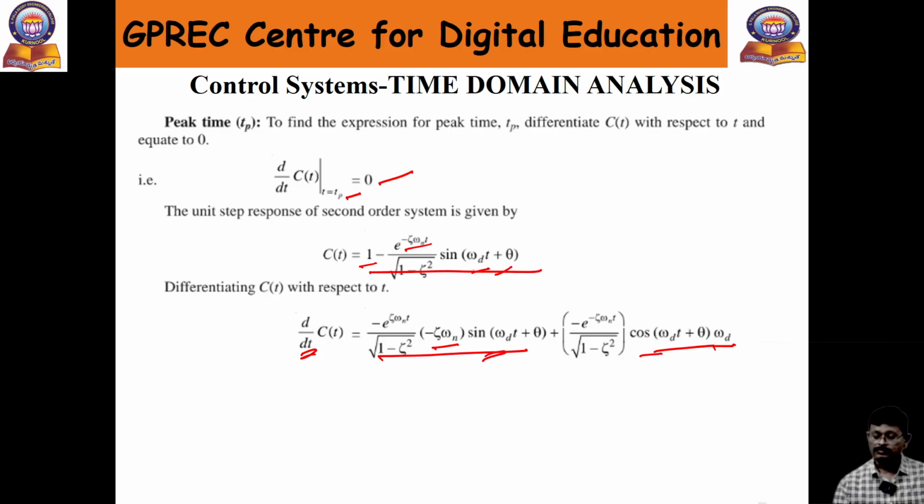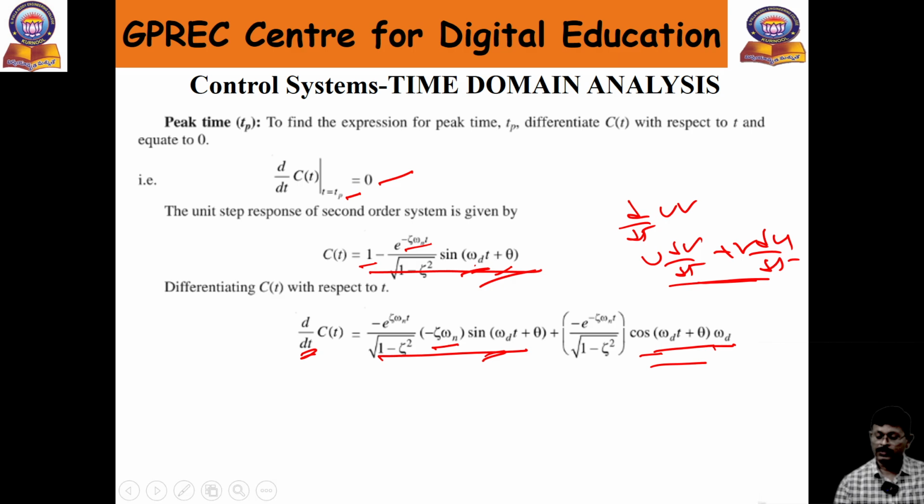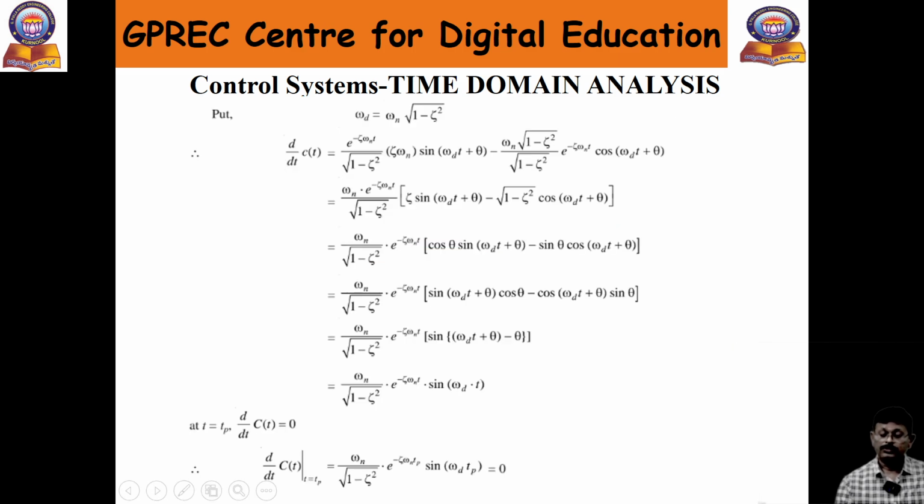Here I'm applying the UV formula, d by dt of uv equals u dv by dt plus v du by dt. Differentiate the first term, then the second term. By differentiation only we get this one. So this is omega d as in the previous case. Then by simplification, again I am applying the right angle triangle, the same thing here.